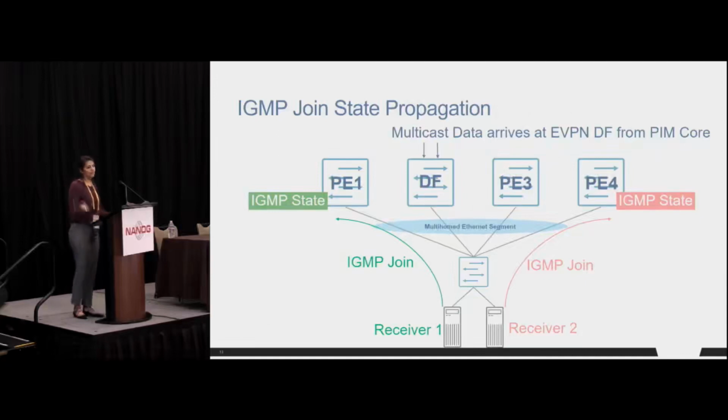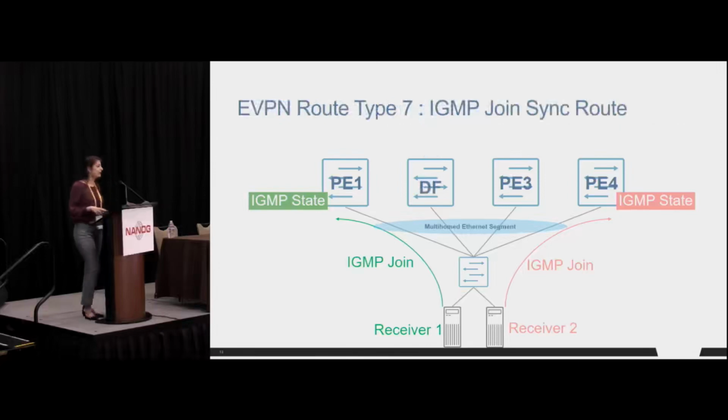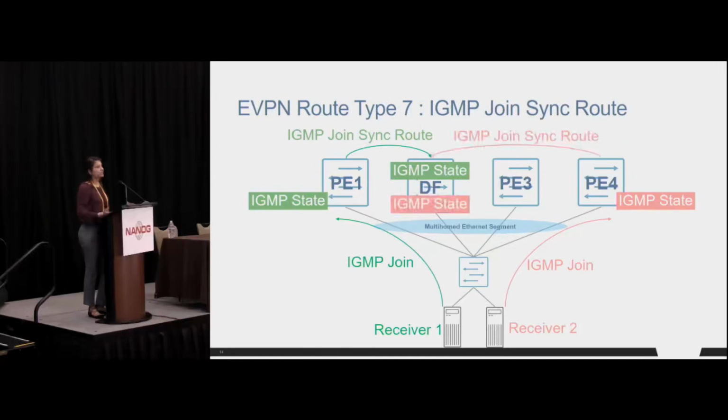Now what exactly is going on here? You have a couple of receivers, the red and the green. Like I mentioned before, there should be no restriction on where the joins go. This is a multi-access segment. We should have the opportunity to equally utilize all the links. So receiver 1 decides to send a join to PE1. Receiver 2 decides to send a join to PE4. Now, what we need to do is reconcile these joins and propagate them to the DF. And we do this propagation using route type 7.